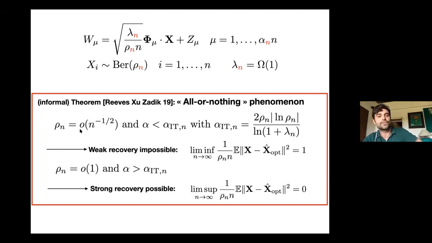They show that when the sparsity goes to zero, if the measurement rate, the number of accessible data, is less than some threshold that depends on the sparsity and on the signal to noise ratio, then weak recovery is impossible, which means essentially that you cannot say anything about the signal, even using the Bayesian optimal estimator. The MMSE is one, where one here means the maximum value. While above this threshold, strong recovery is possible, which means that you are perfectly able to reconstruct the signal.